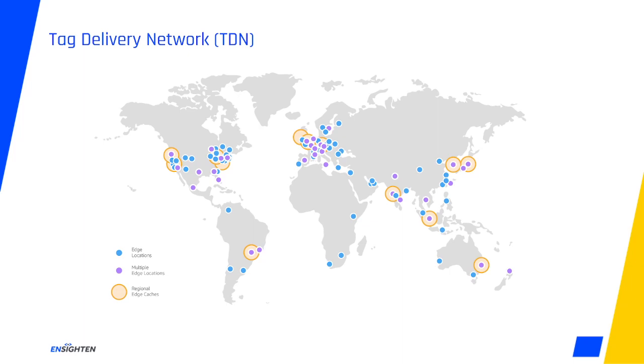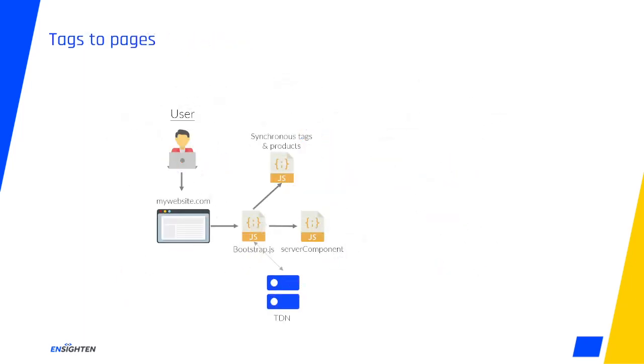Our servers are cloud hosted with full global coverage and extremely reliable uptime. On the rare occasion that an outage occurs, it has historically been a major service provider issue that's outside of our control. The TDN is what delivers your Bootstrap and subsequently its tags to the page.